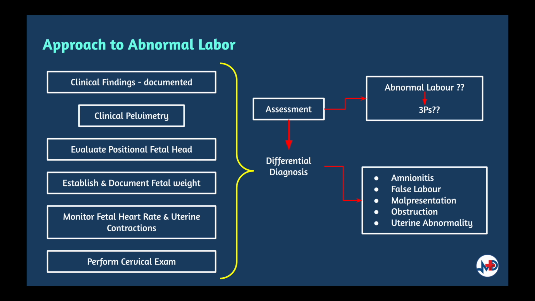Establish and document an estimated fetal weight. Monitor the fetal heart rate and uterine contraction patterns to assess fetal well-being and adequacy of labor. Perform a cervical examination to determine whether the patient is in the latent or active phase of labor. Addressing these issues allows for an assessment of the current phase of labor and anticipates whether abnormal labor from any of the three P's may have been encountered.